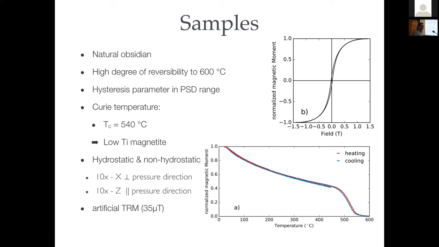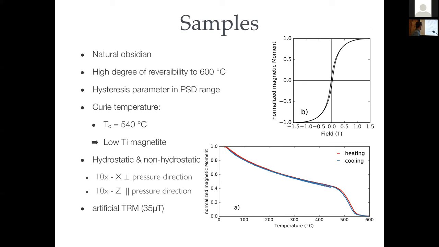We wanted to see if hydrostatic versus non-hydrostatic pressure has an effect. Therefore, we have two different sample groups, each of them comprised of 20 samples. And we wanted to see if the pressure direction in comparison to the NRM direction actually has an effect. So these two groups are divided into 10 samples that are magnetized perpendicular to the pressure axis and 10 samples that are magnetized parallel to it.